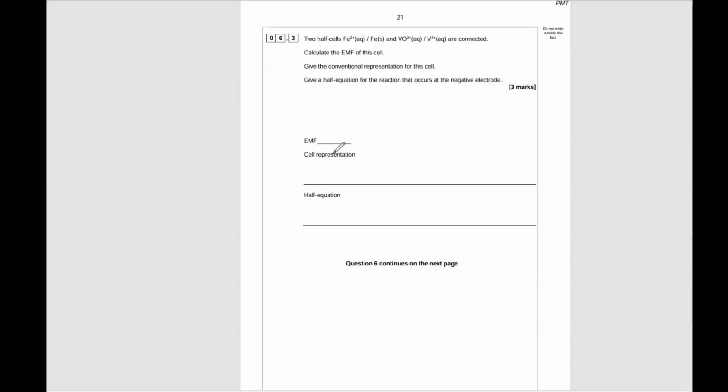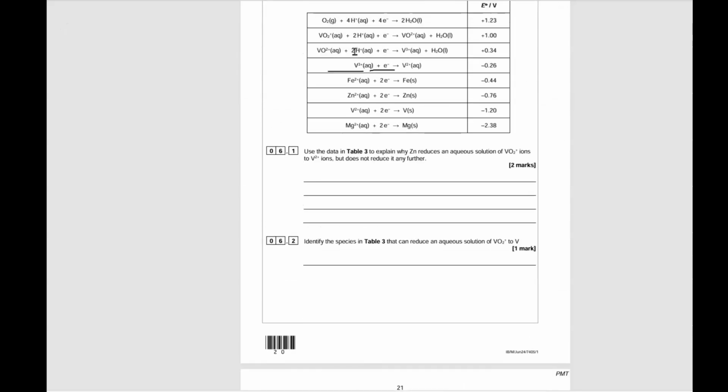Right, cell representation. What are they on about, cell representation? Well, they're asking you for the conventional representation for this cell. So it's how we draw it all out. We have to include electrodes, salt bridges, all the elements here. With the VO2+/V3+, you can't see here, but if we zing up to the VO2+/V3+, you'll see that hydrogen is also involved. So we have to include hydrogen ions on that as well.